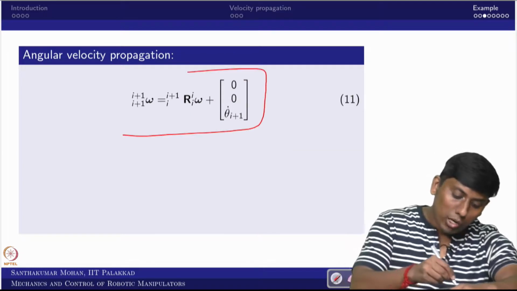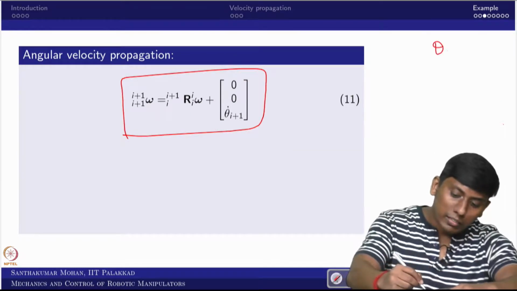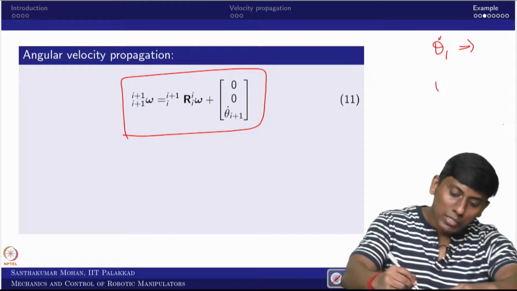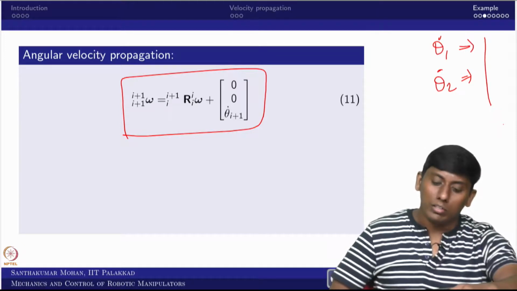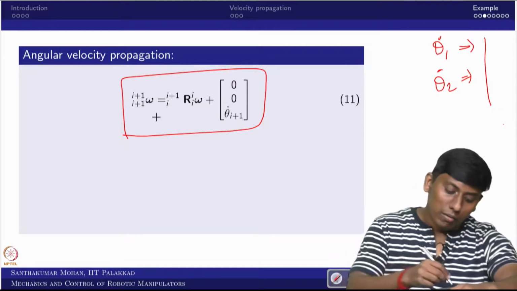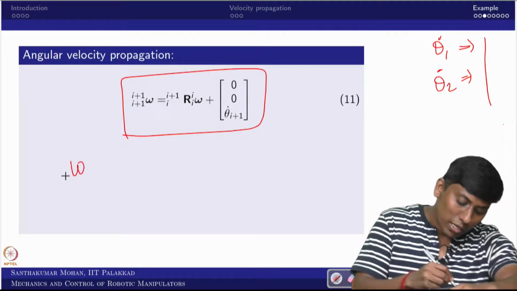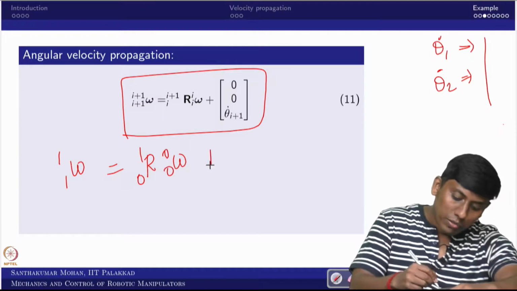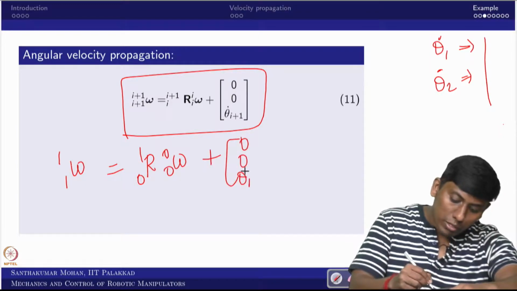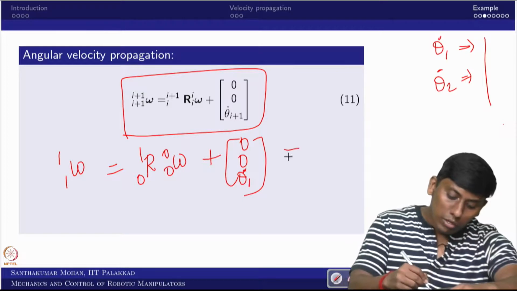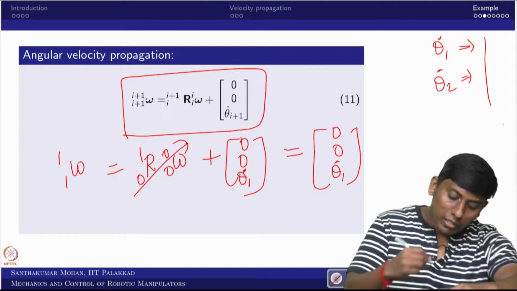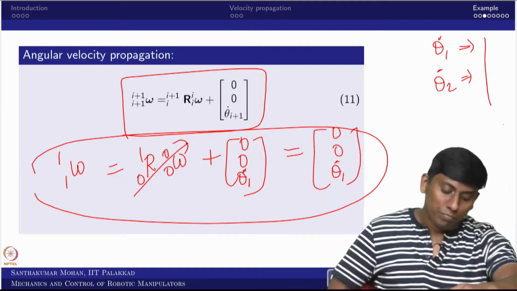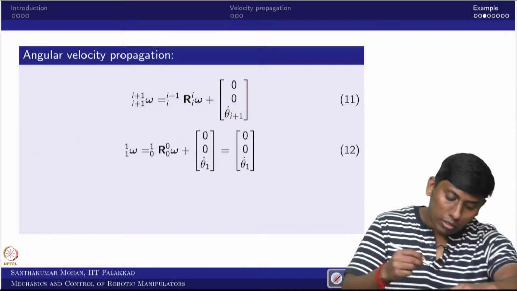This is the model we know, and you can see that theta 1 dot exists in the first frame and theta 2 dot exists in the second frame. These are the angular velocities of the active joints. Now we can start with the first frame, omega 1 1, which I can write as R 1 0 times omega 0 0 plus 0 0 theta 1 dot. This becomes 0 0 theta 1 dot. So we obtain the first frame angular velocity.